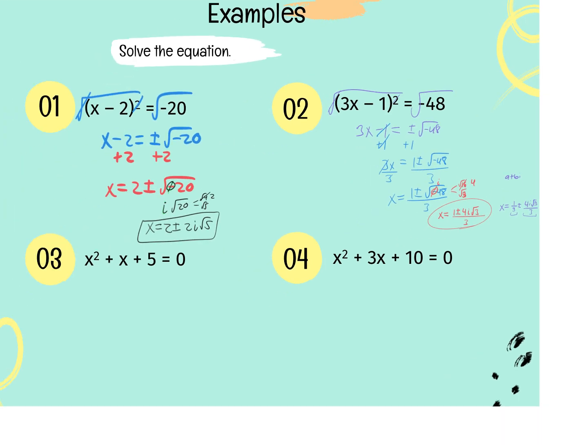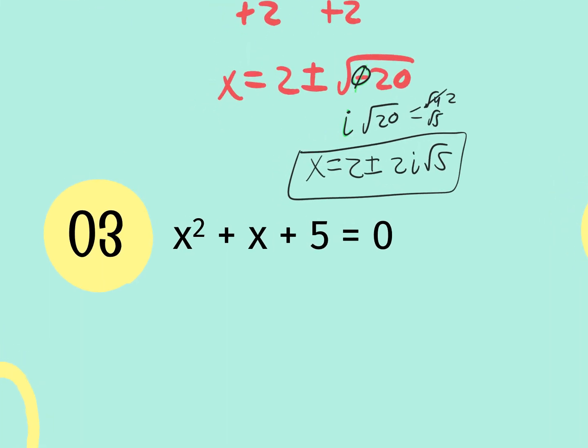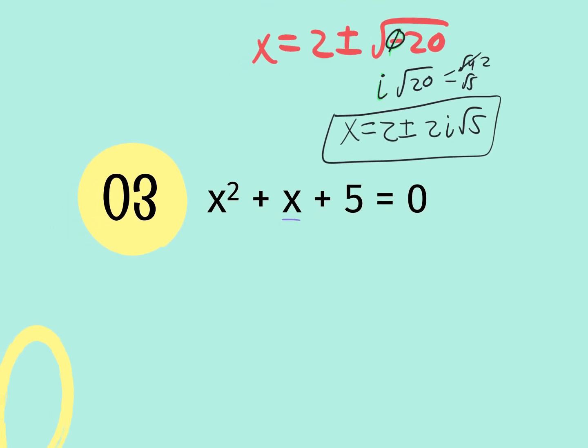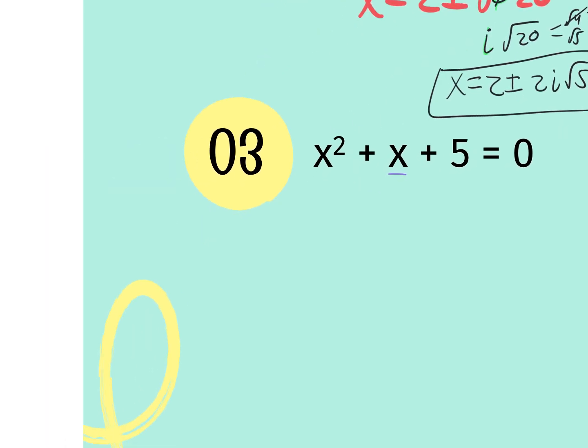Now looking at the next two examples, we can't apply the even root property here. We don't have a squared term by itself, nor can we get it by itself because we have an extra x here. The other ways that you could do this are by completing the square or by the quadratic formula. I like the quadratic formula. It works every single time. So hopefully we remember the quadratic formula is going to be x equals negative b plus or minus the square root of b squared minus 4ac over 2a.